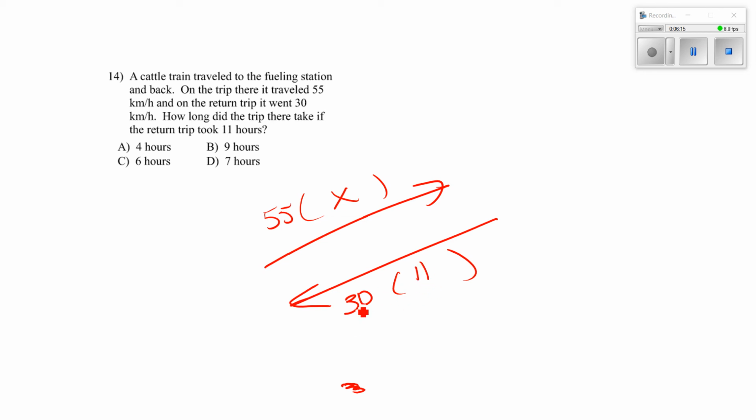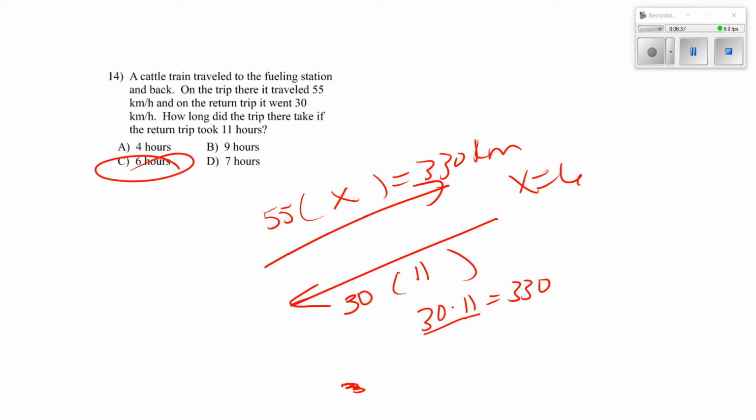If it took 11 hours, if you were driving 30 kilometers per hour for 11 hours, 30 times 11 is 330. So if this trip was 330 kilometers and you were going 55 kilometers per hour, divide and you get 330 divided by 55 gives you 6. It would take 6 hours for that trip if you're going 55, but 11 hours if you're going 30.